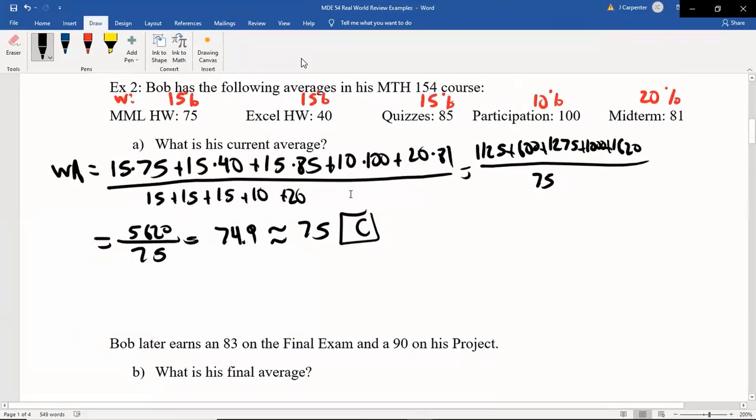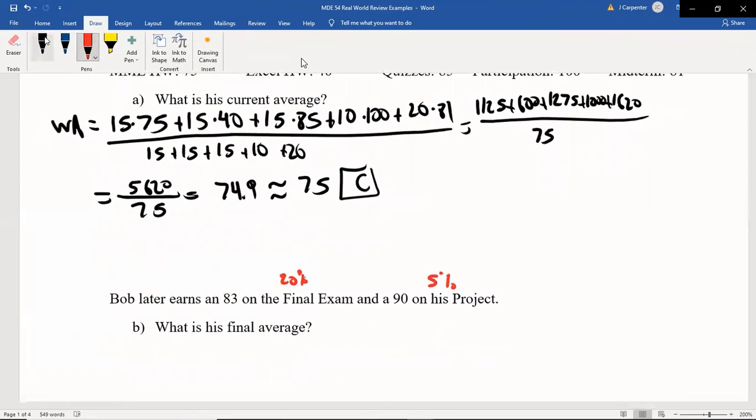So all we're going to do is just add in a couple extra numbers. We're going to add in the 83 for the final, which counts as 20%, and the 90 for the project, which counts as 5%. I just wrote 10, I meant to write 20 for the final. And then 5%. Project's not very much. So what's his final average? All we're going to do is literally just copy paste what we had for the weighted average, but we're going to also have the final exam and the project now in their place.